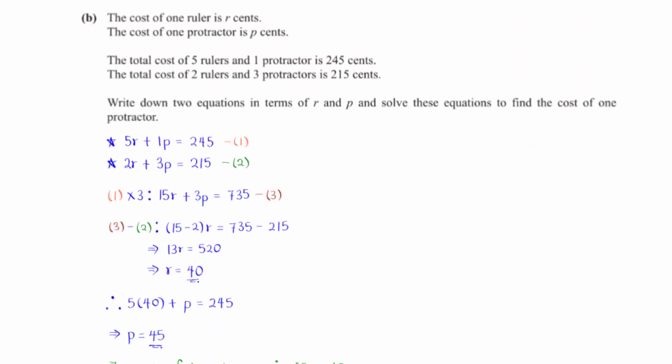The cost of one ruler is R cents. The cost of one protractor is P cents. The total cost of 5 rulers and one protractor is 245 cents. The total cost of 2 rulers and 3 protractors is 215 cents. Write down two equations in terms of R and P and solve these equations to find the cost of one protractor.